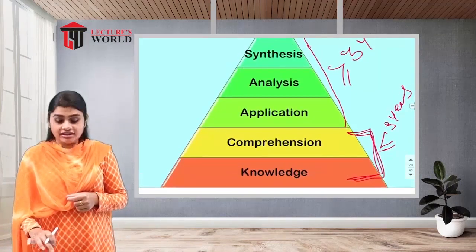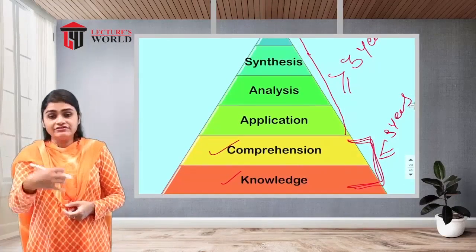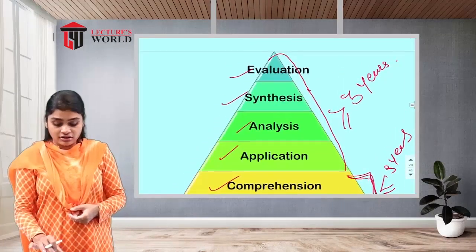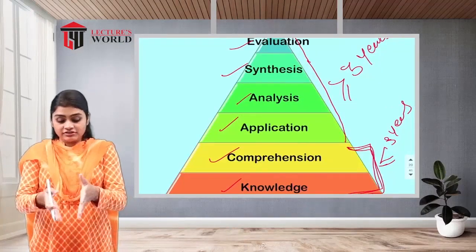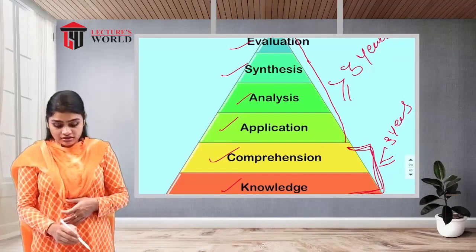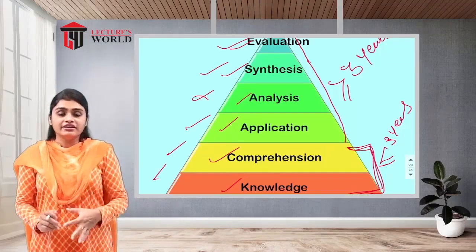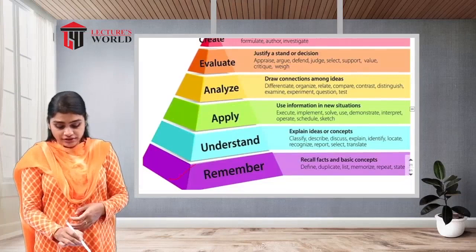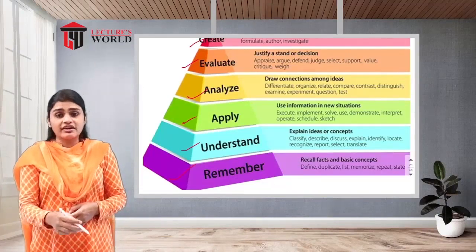Below the 3 years of age, the infants and toddlers are only going to use this knowledge and comprehension. And after the 3 years, they are going to use this application, analysis, synthesis and evaluation. So that is according to Benjamin Bloom. And this is the oldest version of this Bloom's taxonomy: knowledge, comprehension, application, analysis, synthesis and evaluation. After that, it has been revised, and the revised version is this: remember, understand, apply, analyze, evaluate and create. So this is the revised Bloom's taxonomy.